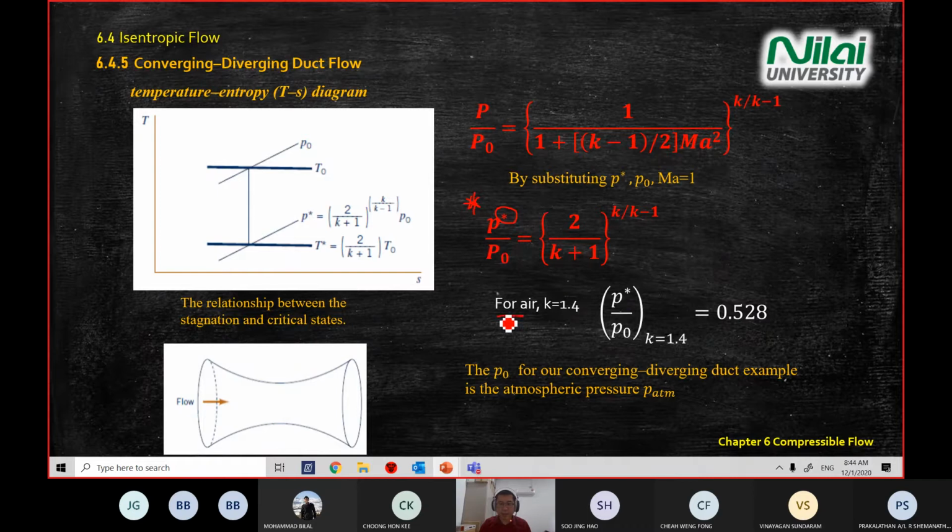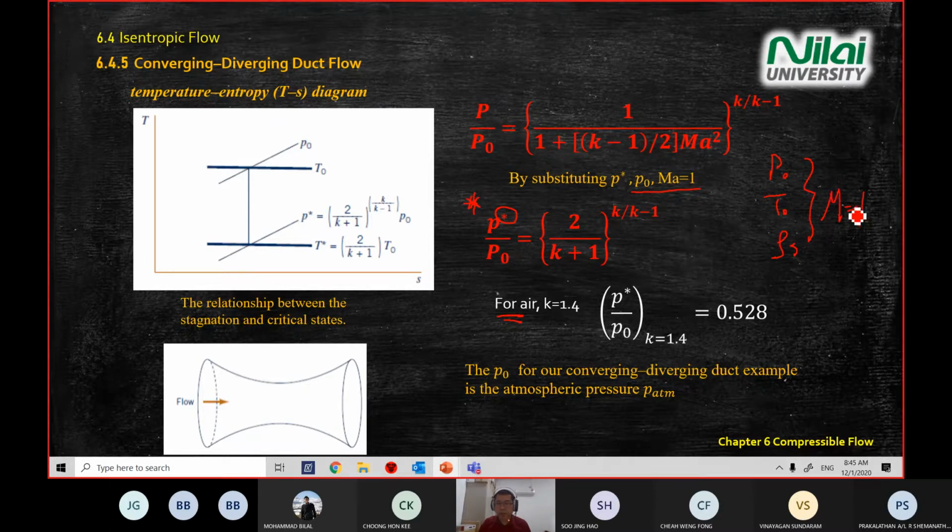And for air, you can test that. If you substitute all the values there, for air your k equals 1.4. If you substitute 1.4 in the last three equations that I showed you just now, and your Mach number equals 1, right? Every time you see P star, rho star, all these happen at Mach equal to 1.